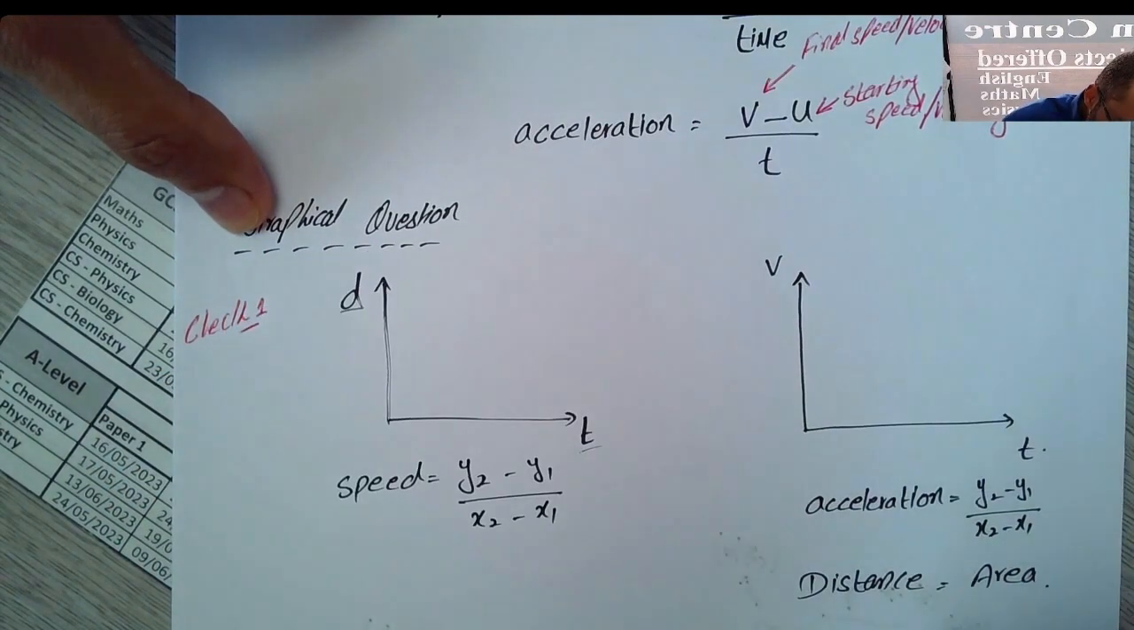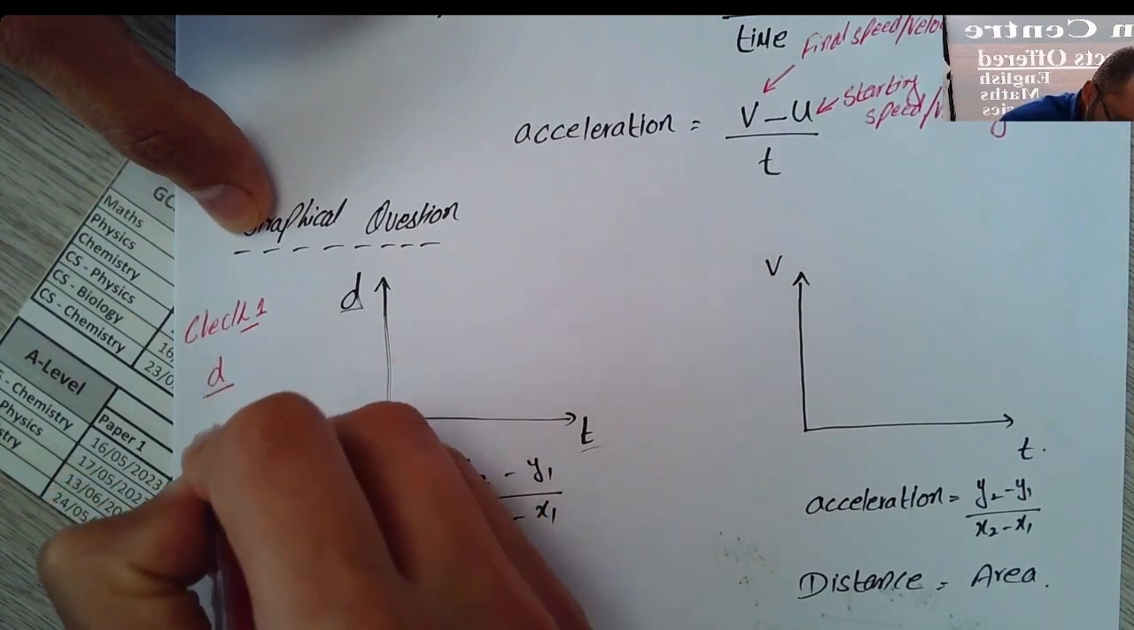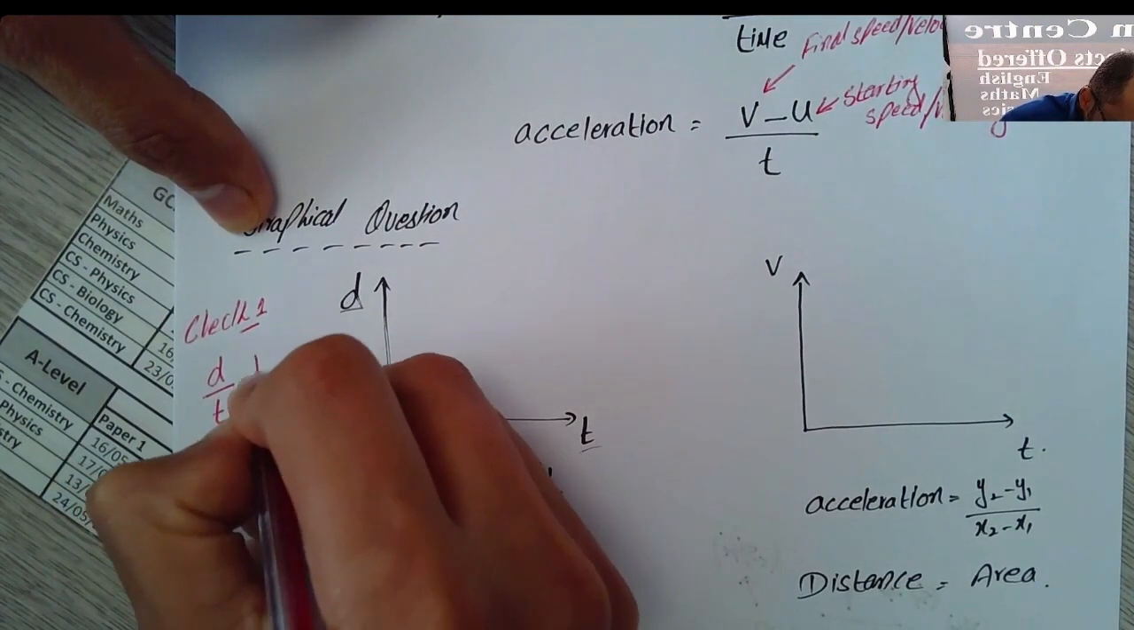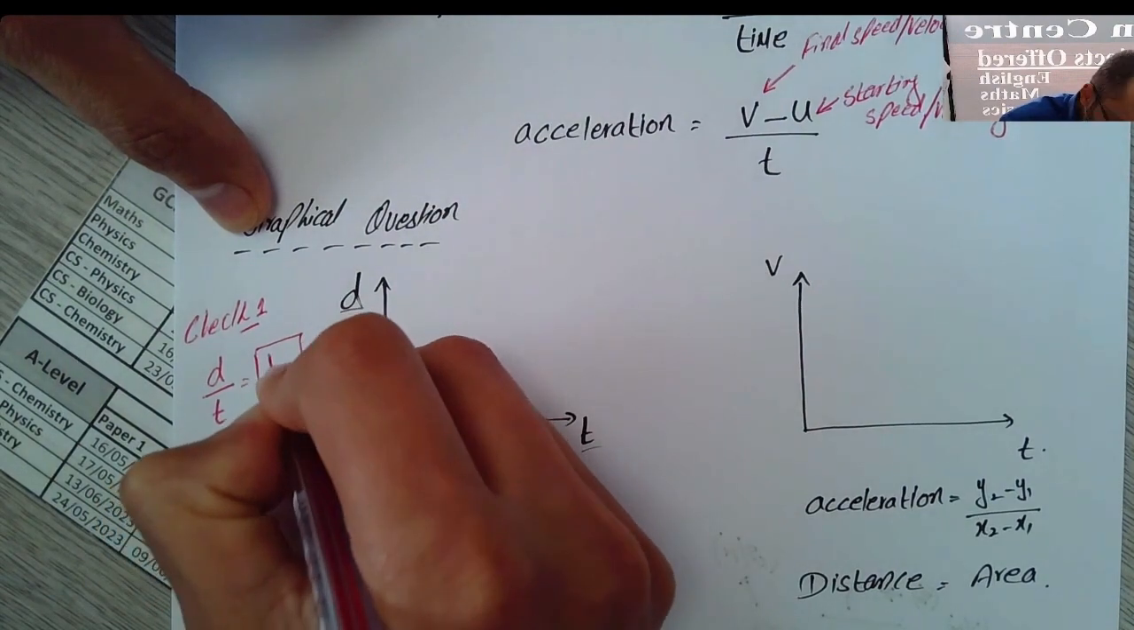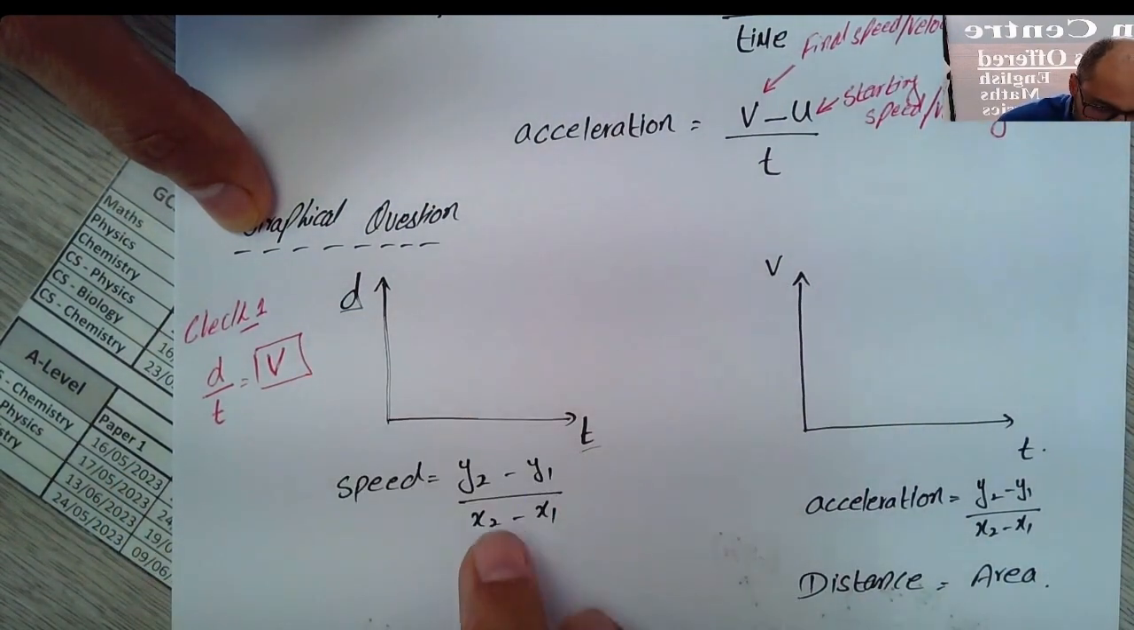So my check says check 1. What was check 1? You will do y divided by x. What is y here? It is d. What is x here? It is t. What comes out is your speed v. So speed will be calculated using this.